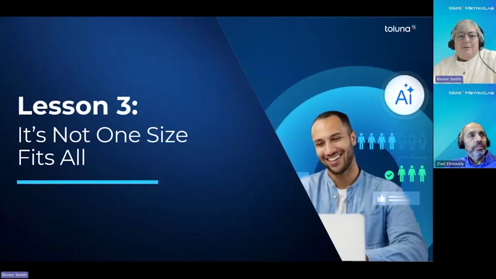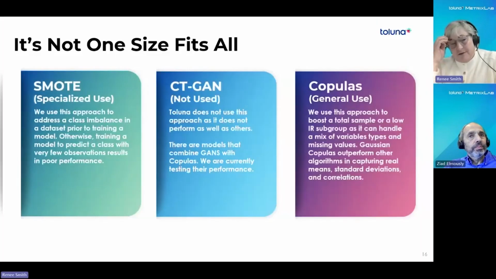So lesson 3, just real quickly: even though we've shown that the copulas perform best on this data set and we've shown it on other data sets, it's not one size fits all. There are specialized uses that Ziad mentioned for SMOTE. If you're building a training data set and you need to balance it, SMOTE is a great way to do that. CT-GAN by itself doesn't seem to perform very well, but we do know of some literature that combines GANs with copulas, and so we're investigating whether there's some improvement there for mixing and matching.